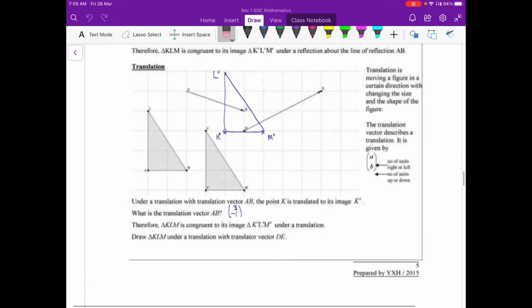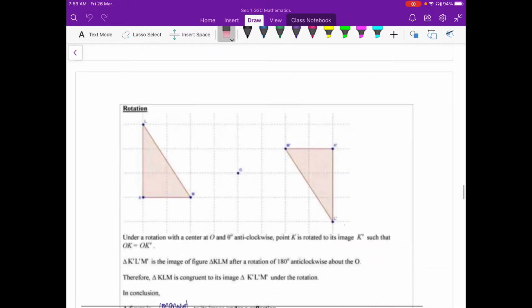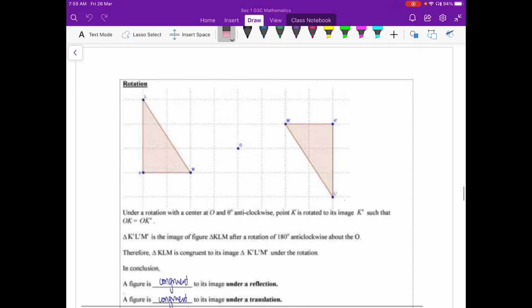And because every single point is moved in the same direction, with the same magnitude, the shape and the size doesn't change. So they remain congruent. Now the next one, rotation. Quite intuitive. You have to rotate about a pivot, right? About a fixed point. So in this case, they gave an example. O is our fixed point. So in this example, rotation center O and anti-clockwise. It is translated to image, and so on. Okay, let's see what else. Okay, so in this particular example, it is 180 degrees anti-clockwise about O.